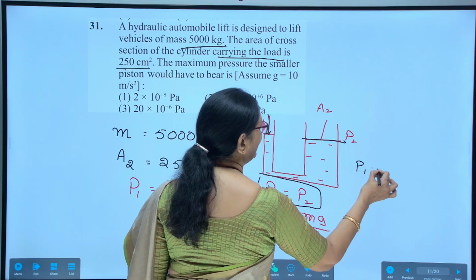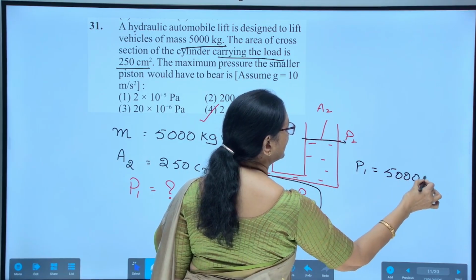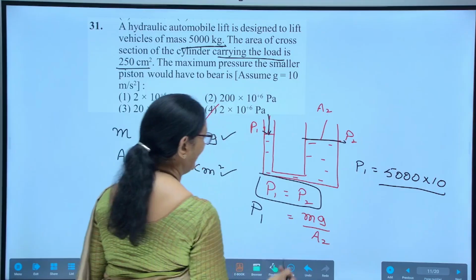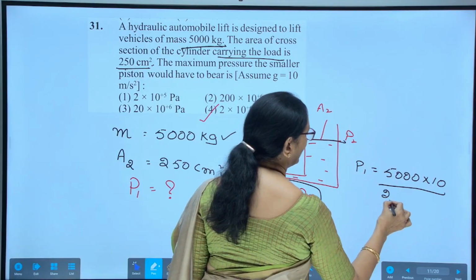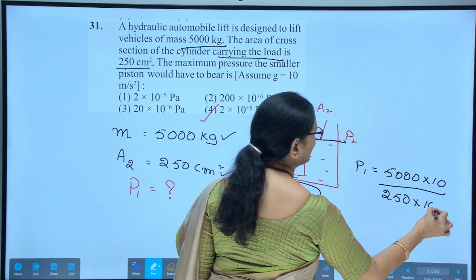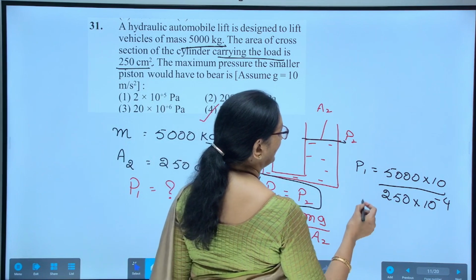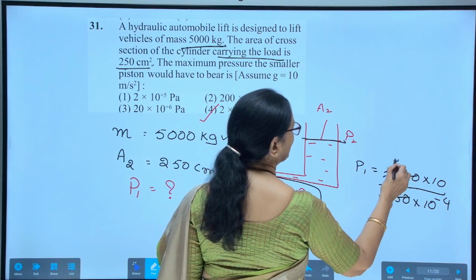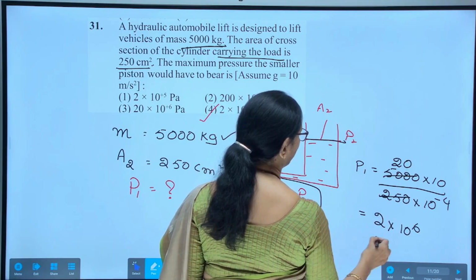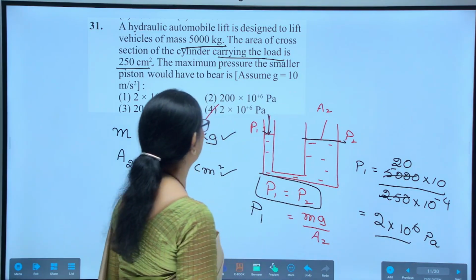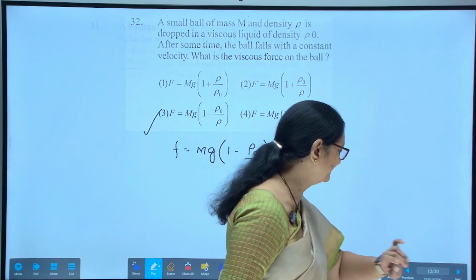So, here load is given as 5000 and area of wider one is given as 250 centimeter square. As pressures are equal, we can say P1, pressure on the narrower one applied is load it has to lift up and the area of the wider tube, mg by A2. So, P1 is equal to, what is m here? 5000 and g, let us take it as 10 by area. Area is given as 250 centimeter square. So, 250 centimeter square when converted into meter square becomes 250 into 10 to the power of minus 4. So, here 250 gets cancelled, 20 times. So, it is 2 into 10 to the power of 6 pascals. That is the answer we got. Move on to the next problem.